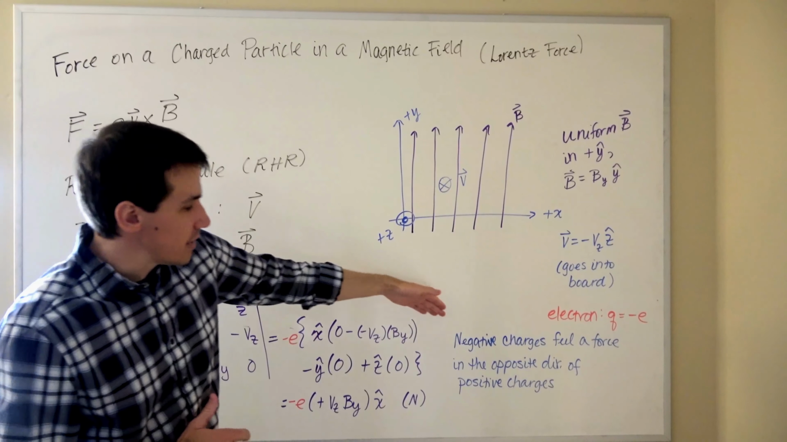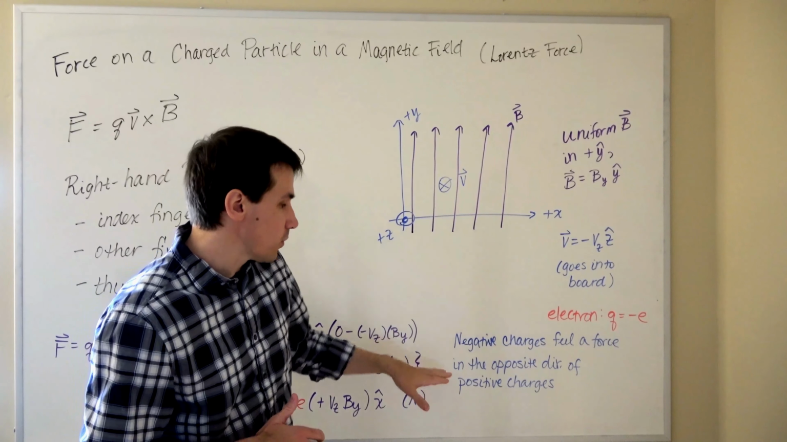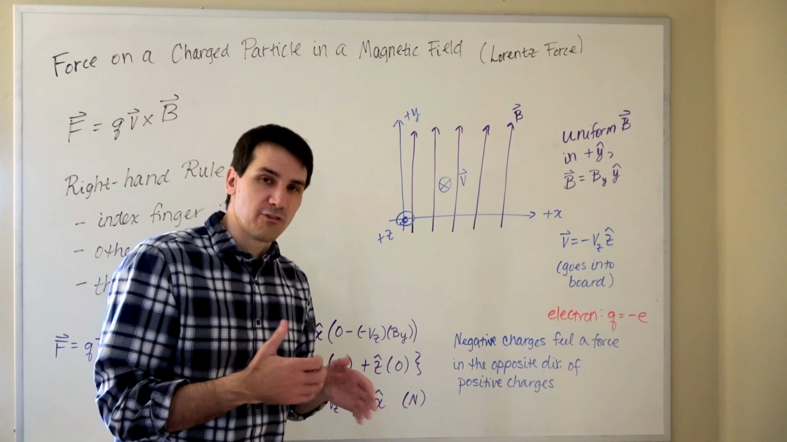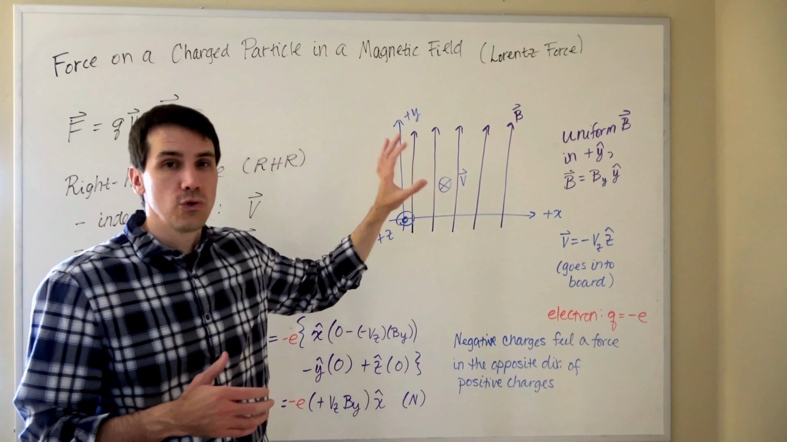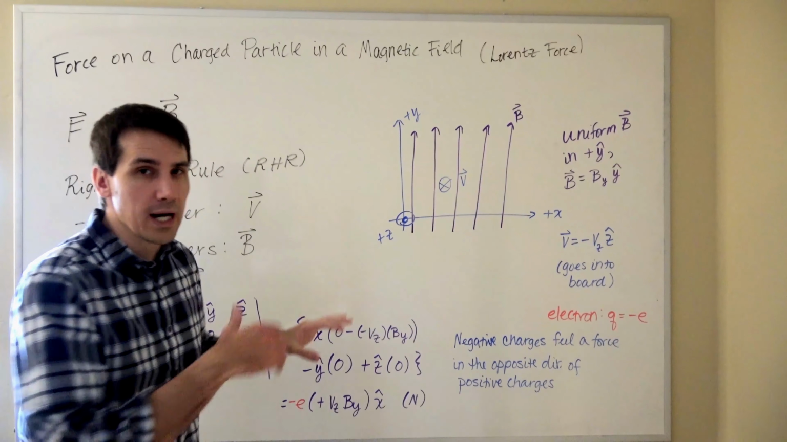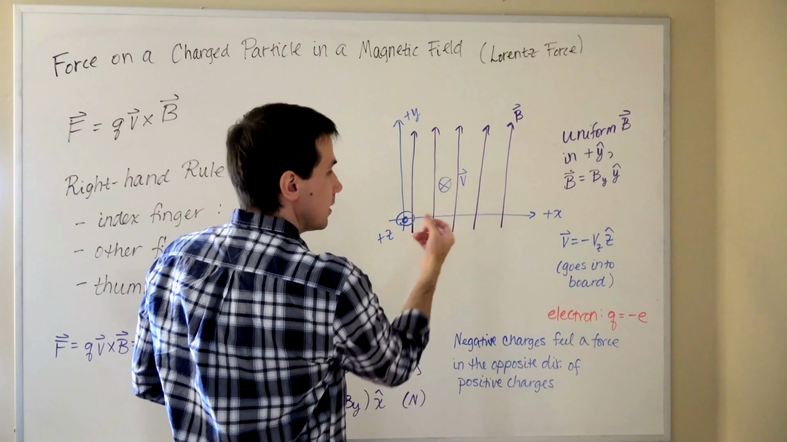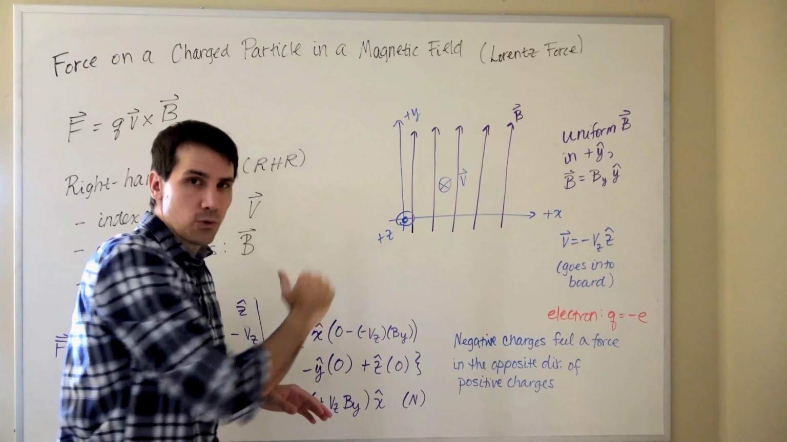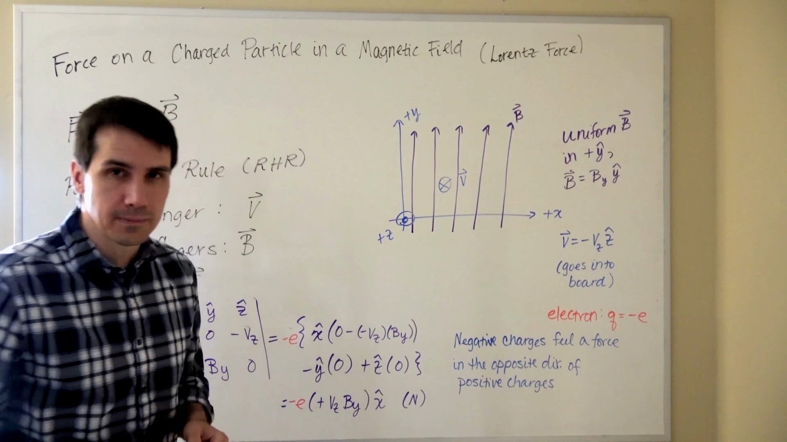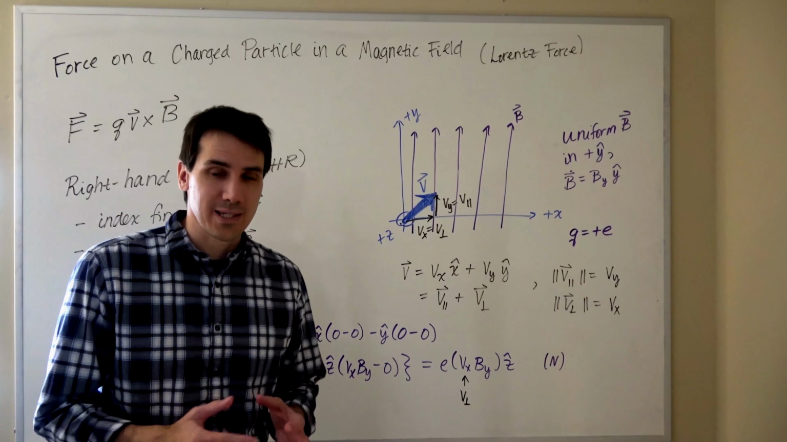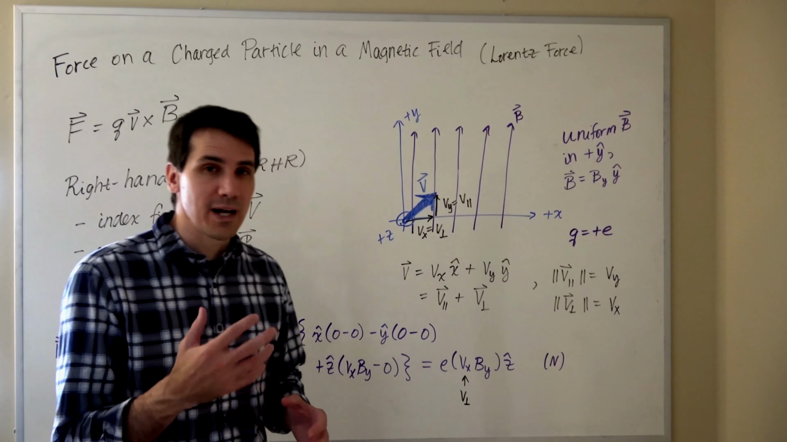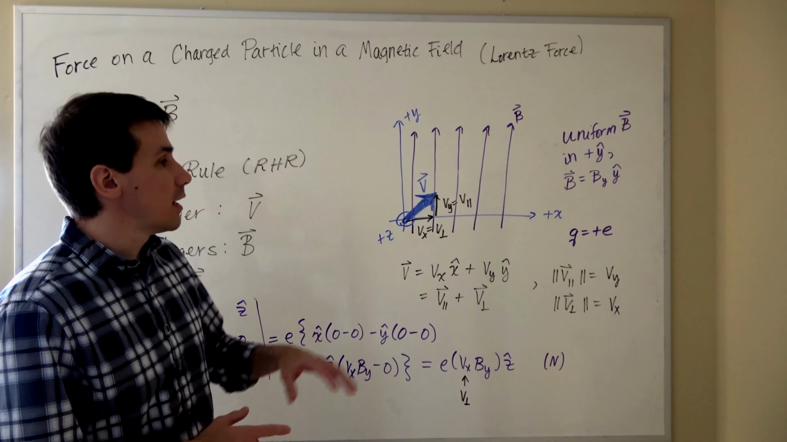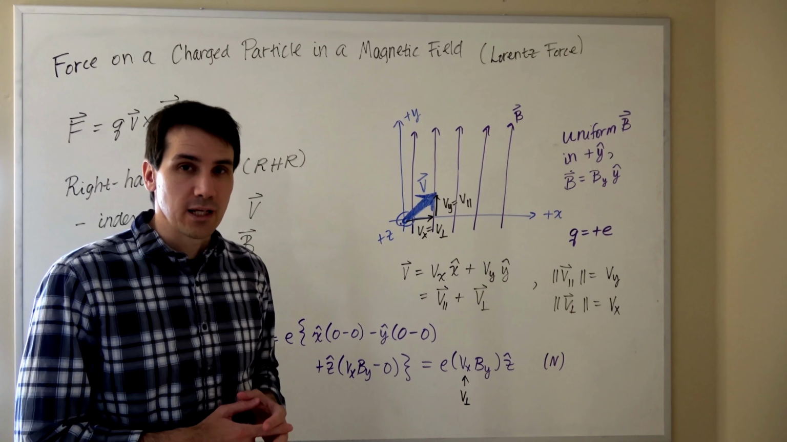We can also write this as negative charges feel a force in the opposite direction of positive charges due to a magnetic field. So if a positive charge would feel a force to the right, our negative charge will feel a force to the left. Now let's look at another example of using this magnetic force equation on a particle moving through a magnetic field.